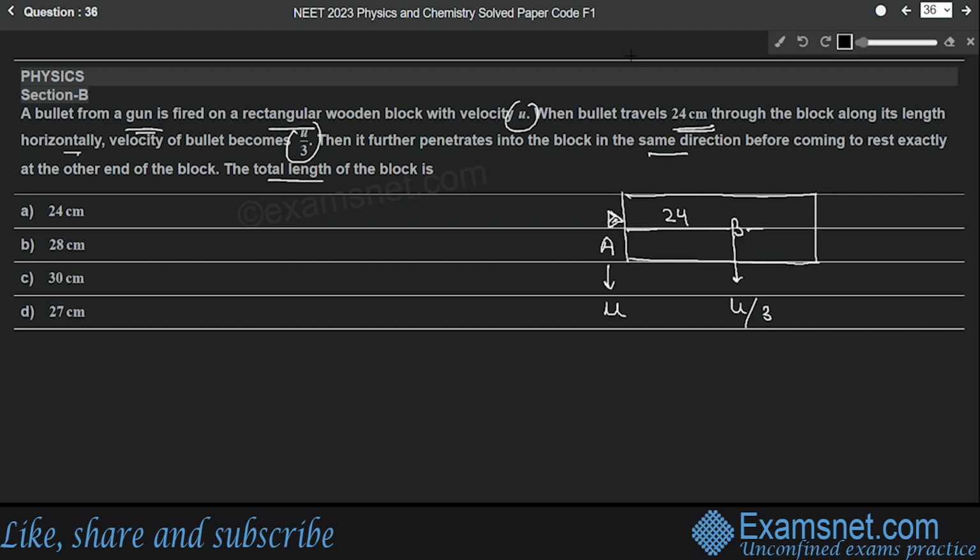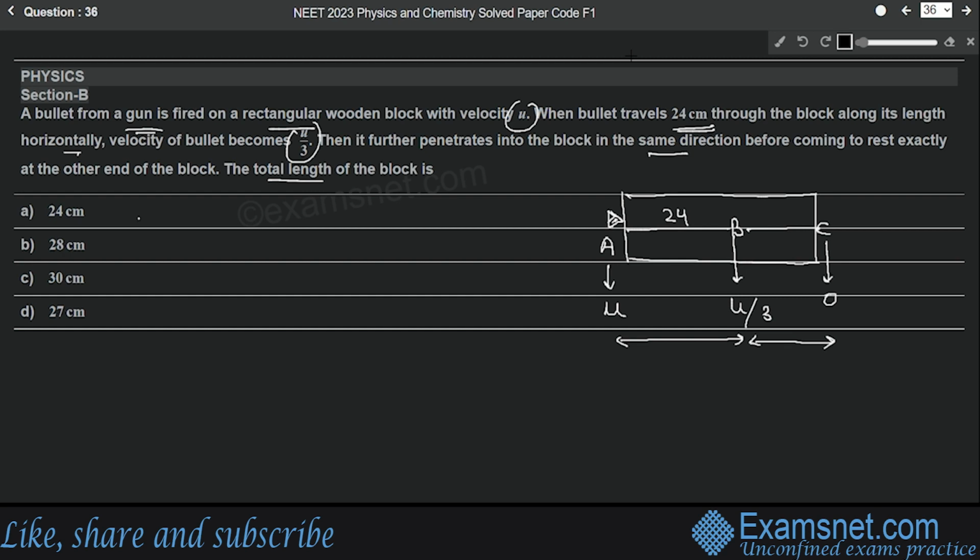Then it further penetrates into the block, and at the other end of the block, that is at point C, the velocity becomes 0 because it comes to rest here. Now we have three different points A, B and C where the velocities of the bullet are u, u by 3 and 0 respectively. So we can divide the motion of the bullet into two parts: first from point A to point B, and then from point B to C.